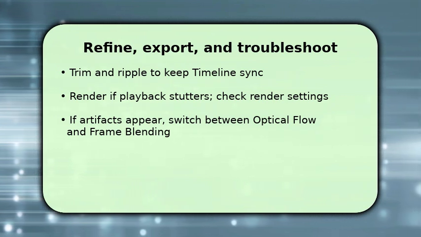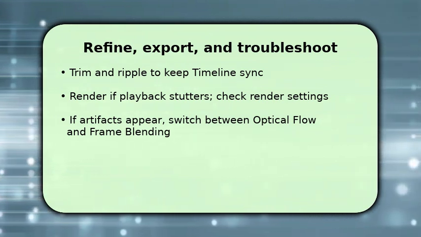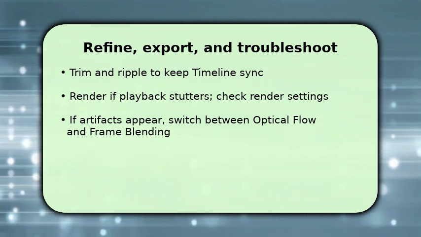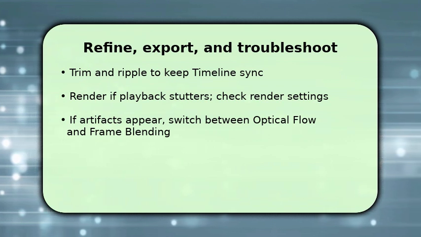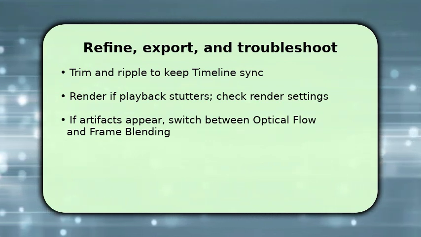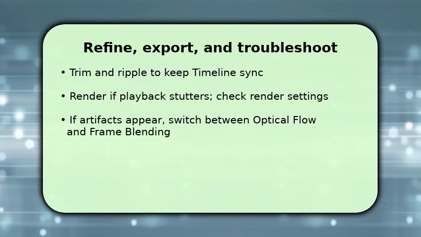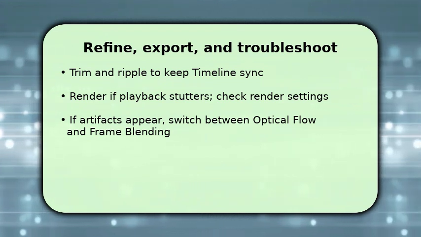If you see artifacts or warping, switch between optical flow and frame blending or fall back to a simple hold frame. If the freeze is off by one frame, nudge the freeze segment one frame left or right to fix alignment immediately.